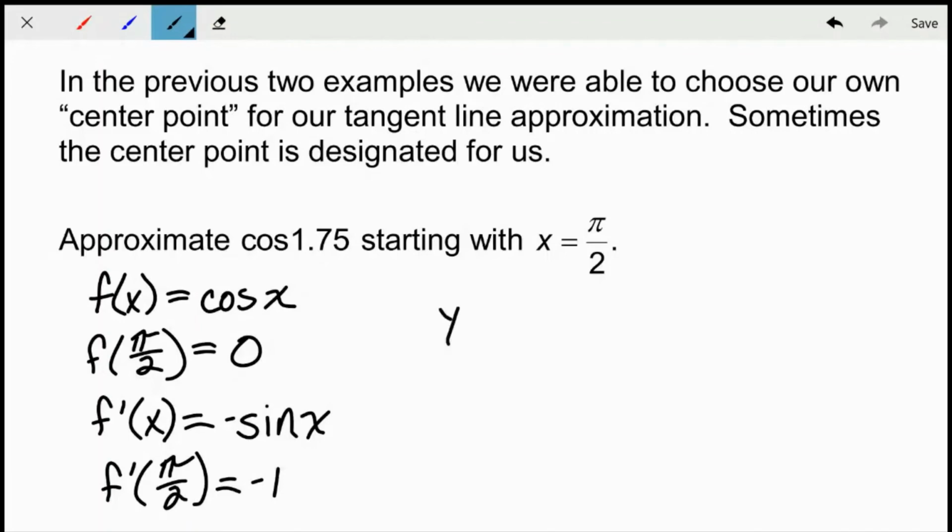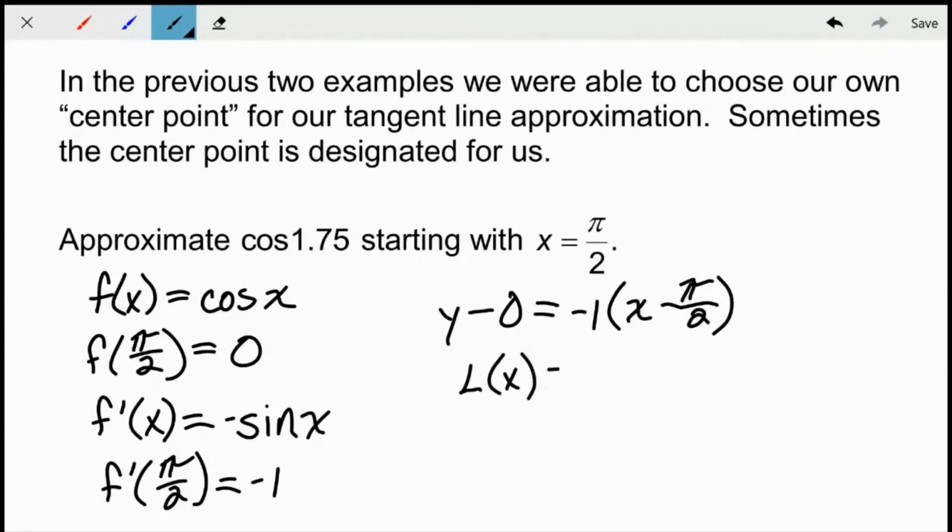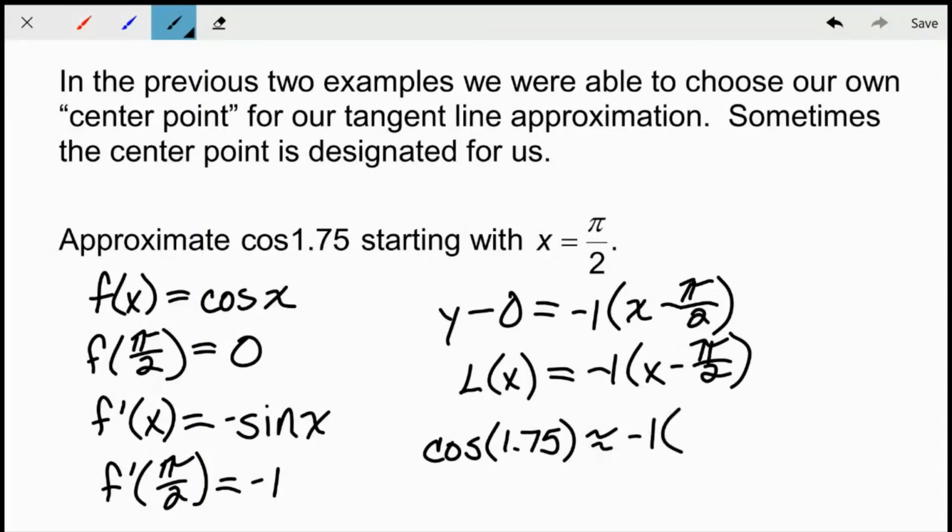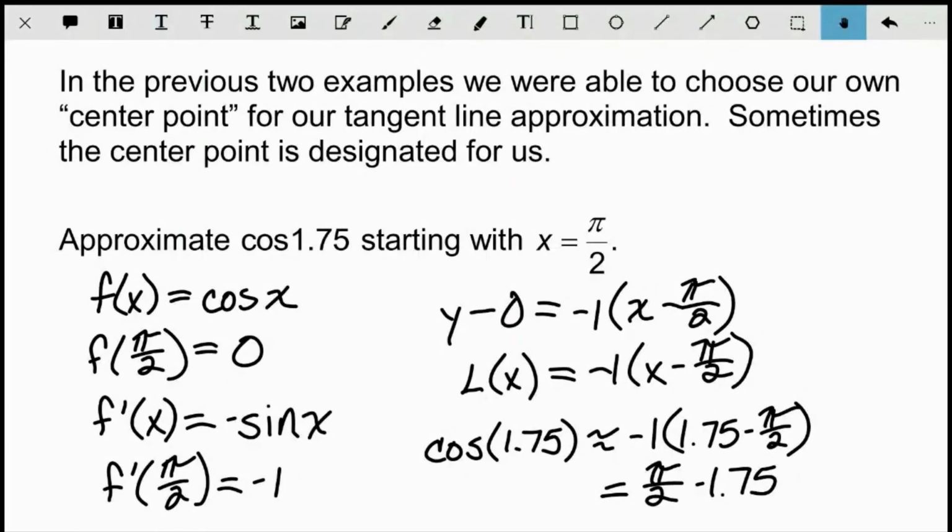Now for my linearization, get the equation of the tangent line. y minus 0 is equal to negative 1 times x minus pi over 2. And then from that, I know my linearization function is going to be negative 1 times x minus pi over 2. And then I would do plus 0, obviously, but there's nothing there, so I just wrote it like that. And that means the cosine of 1.75 can be approximated by negative 1 times 1.75 minus pi over 2, or you could write that as pi over 2 minus 1.75. We could also get a decimal approximation for that. But that's the idea behind it. It's still the same thing we were doing. It's just that now the function's already given. So pretty simple to do.